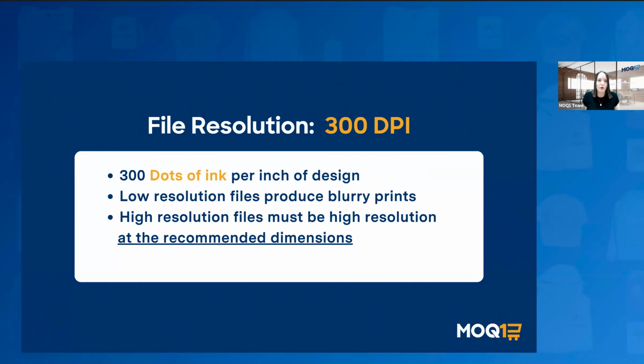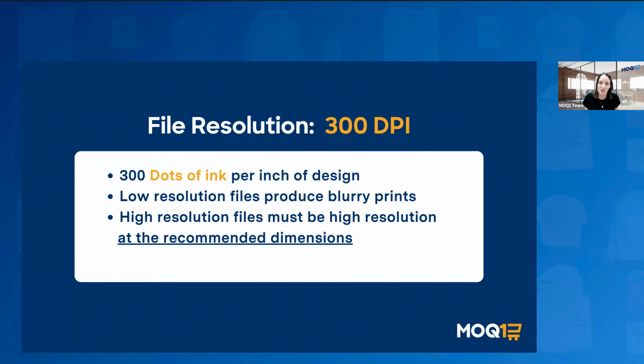So let's go through file resolution. So we print designs at 300 DPI. What that means is that for every inch of artwork, we are laying down 300 dots of ink. This is how we're able to achieve such crisp and vibrant prints. However, submitting artwork at a lower resolution can create blurry prints and fuzzy edges.